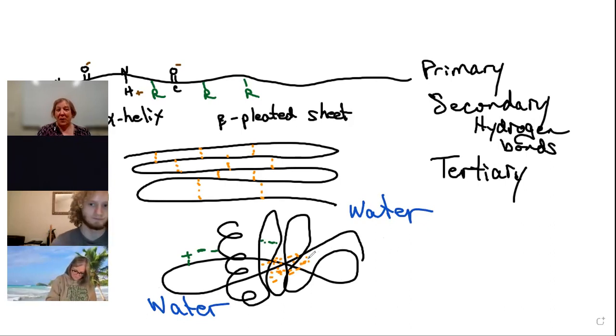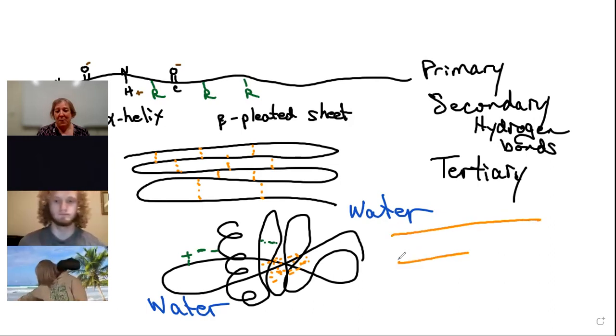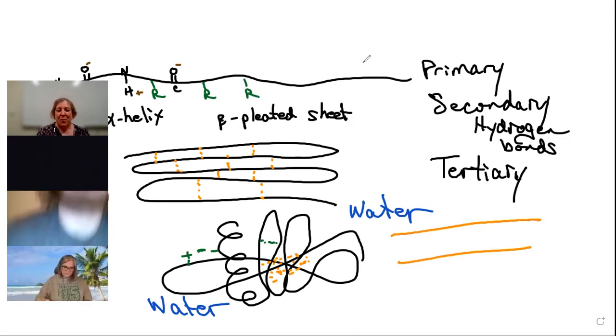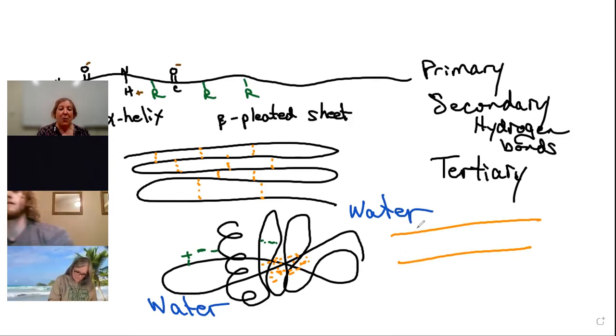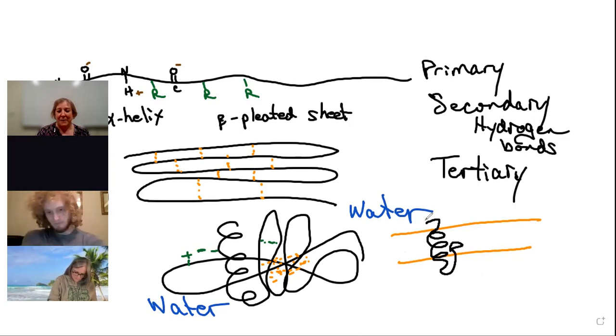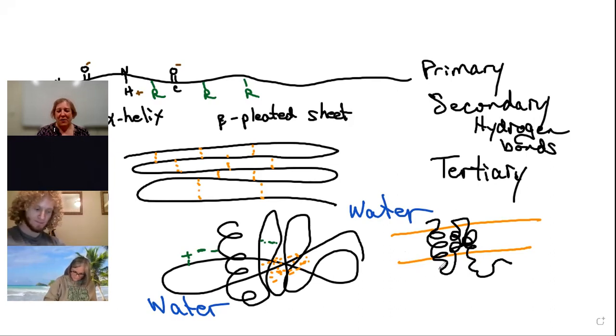Or later next week when we talk about lipid membranes, if I've got a lipid membrane, I can take a protein, and if it has hydrophobic side chains, I can embed it in a membrane. Cool, right? So if it's like this and I've got water out here and water out here, these side chains are going to be hydrophilic, hydrophobic on the inside. Okay. And I can make all sorts of things.